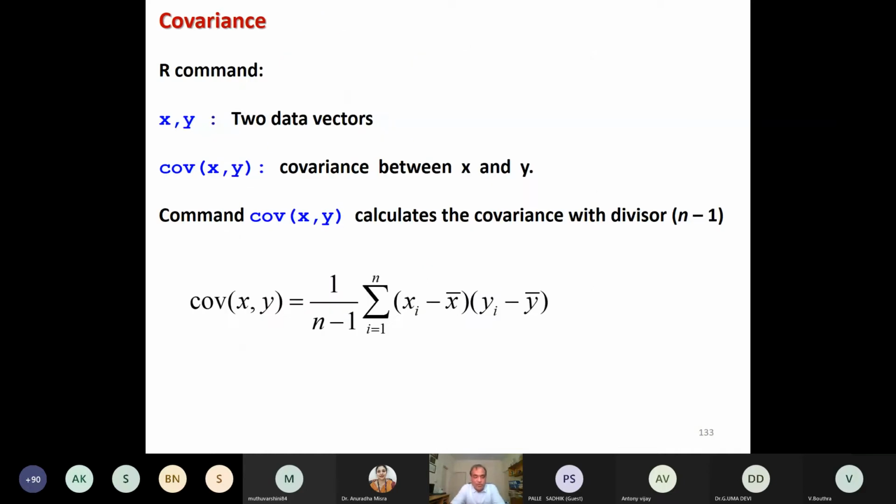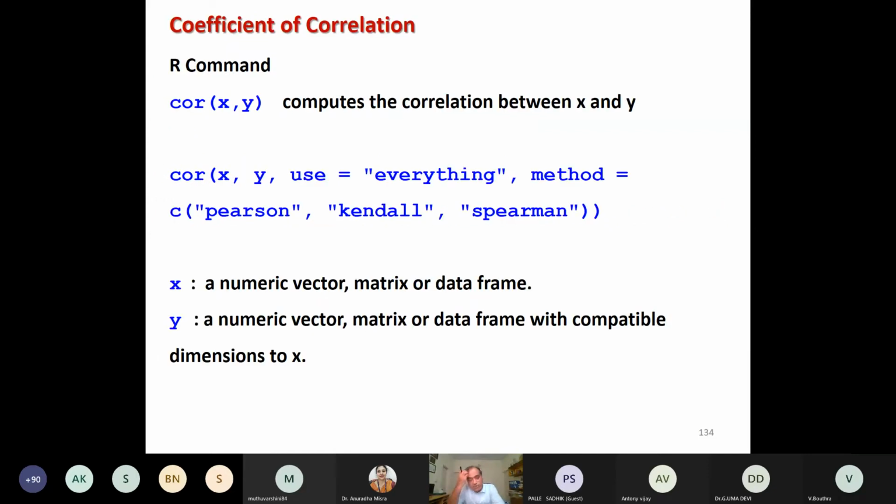Okay, so now the question comes: how are you going to compute it in the R software? Covariance I have already told you, and if you want to compute the correlation coefficient, then the simple command here is cor(x, y). If you go to the help, there are many options. I will use only two options here. One is about the variables: use everything means you use the entire data set, so you don't even need to specify it. But the more important part here is the method.